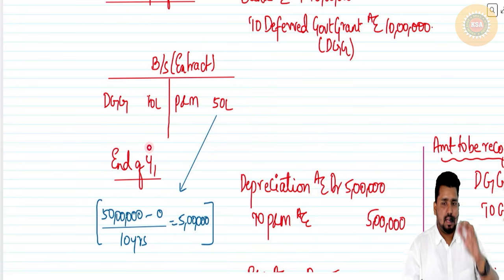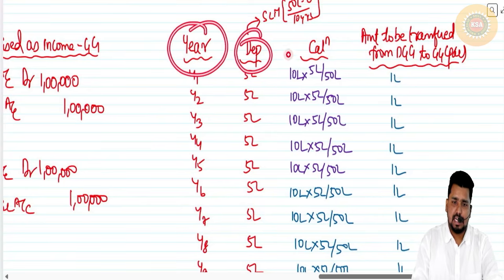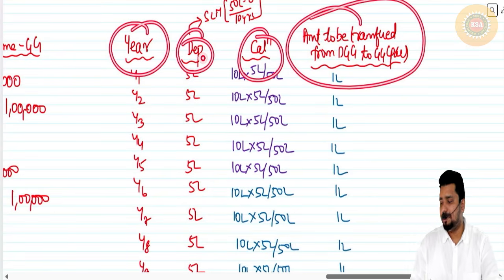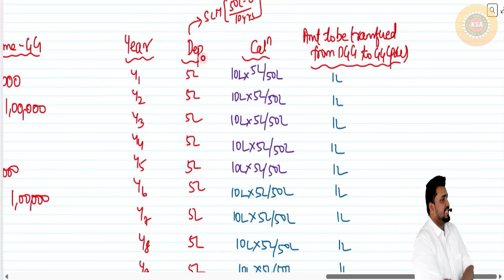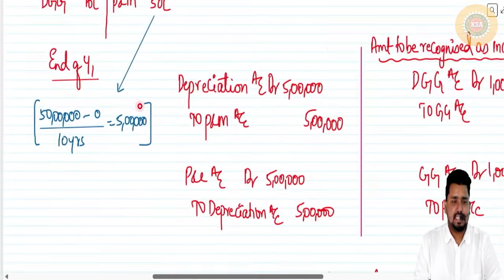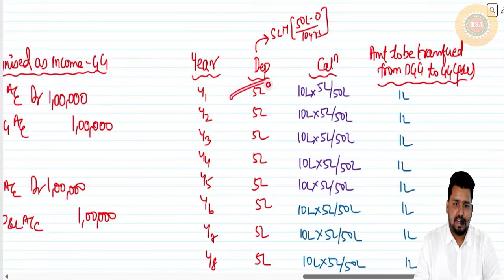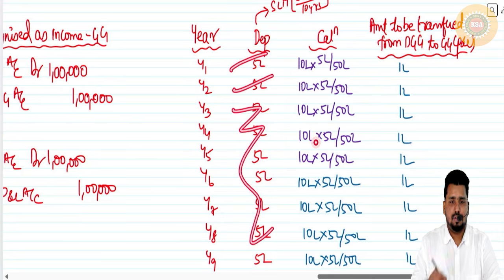In the ratio of what? Listen to me. We will see what the ratio of depreciation is. We calculate one year's depreciation, and that amount is transferred from DGG to GG every year. Point number 1: how many years? 10 years. Since it is SLM, what is the depreciation every year? Correct, 5 lakhs. Now, why am I doing this?